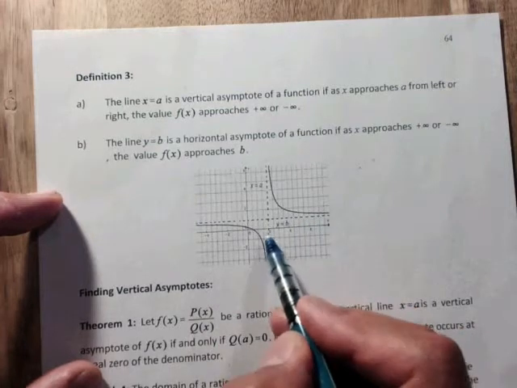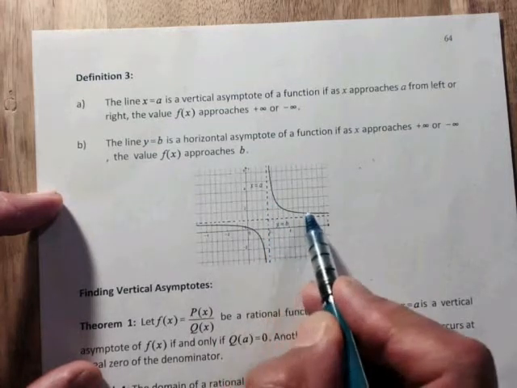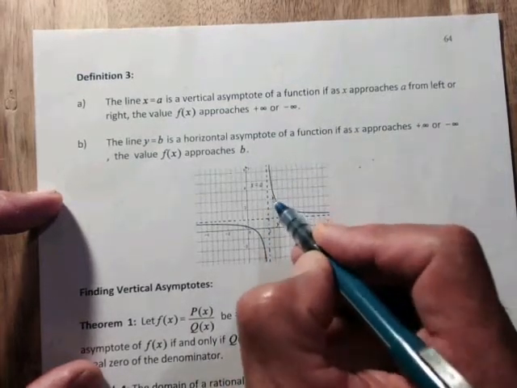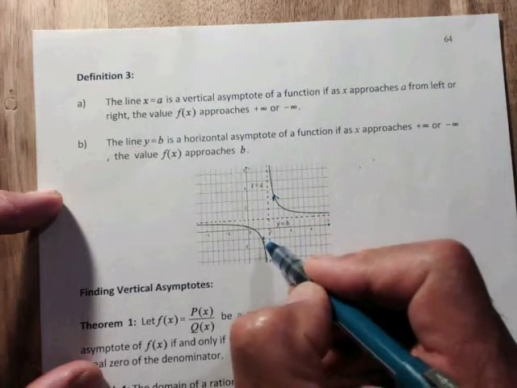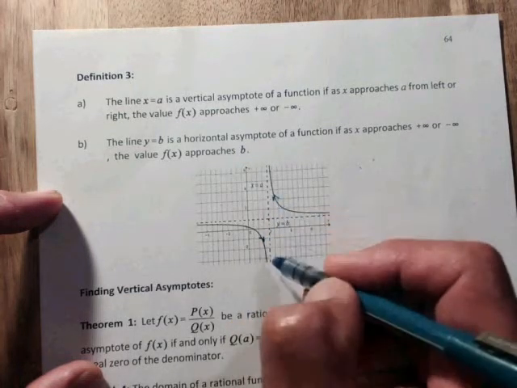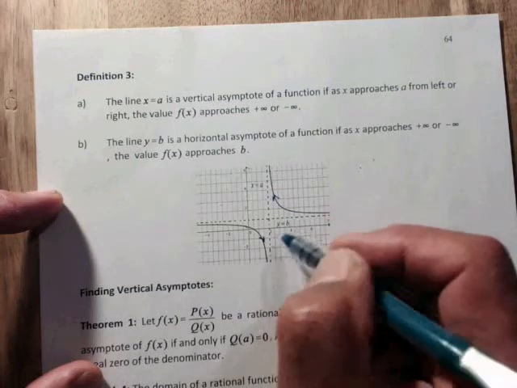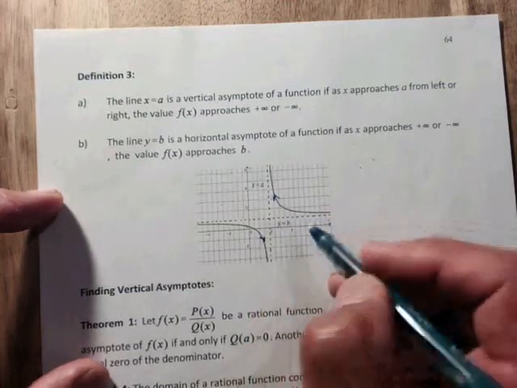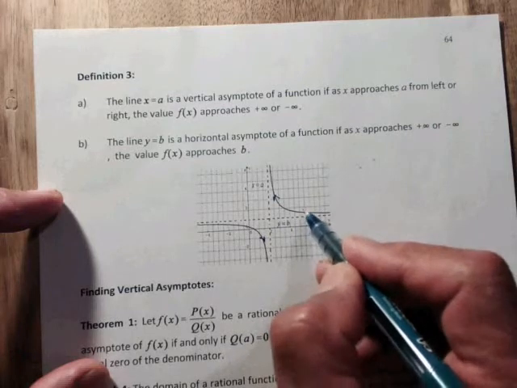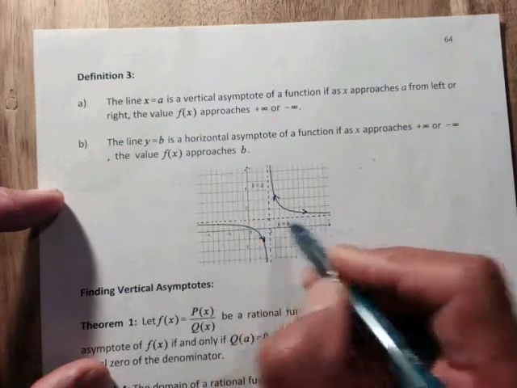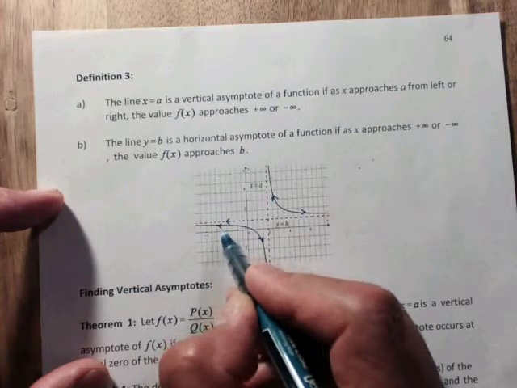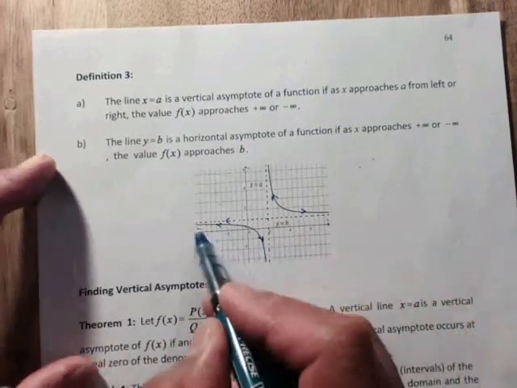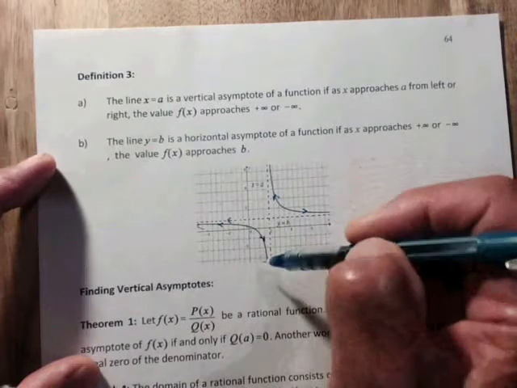As x approaches this point A, the graph, for this particular example, goes to positive infinity, and if you approach that line from the left, then you fall to negative infinity. As x goes to positive infinity, the graph approaches this horizontal line, and if you go to negative infinity, the graph approaches this horizontal line again. So this is a horizontal asymptote, this is a vertical asymptote. Okay?